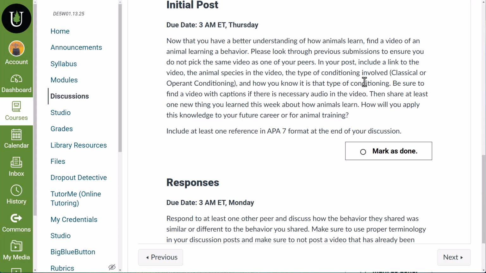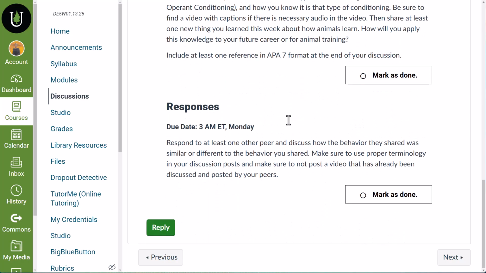It's also asking you to make sure that the video has captions if there is audio in the video. So if there's a person saying something, you want to make sure it's closed captioned so that everybody has access to that. And then you want to share one thing that you've learned new from watching this video, and then also how would you apply that knowledge to either your future career or how would you apply it to animal training. That's due Thursday at 3 a.m. and then your reply, which is due Monday at 3 a.m., is to look at one other peer and look at their video, discuss how it's similar or different from the behavior that you shared.